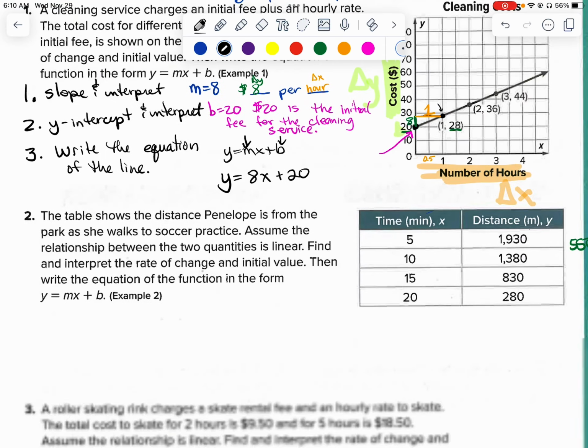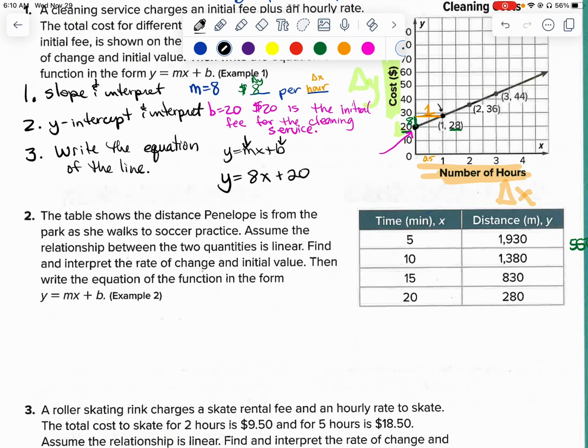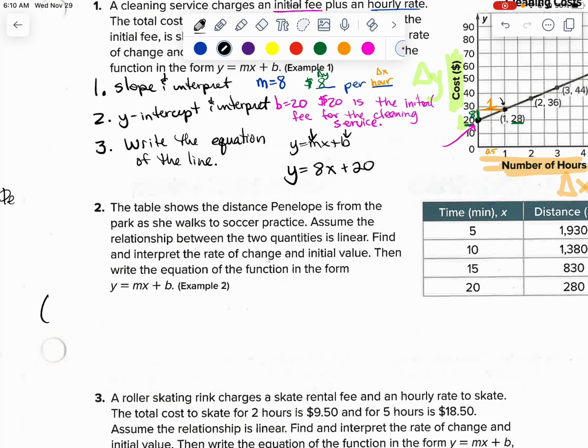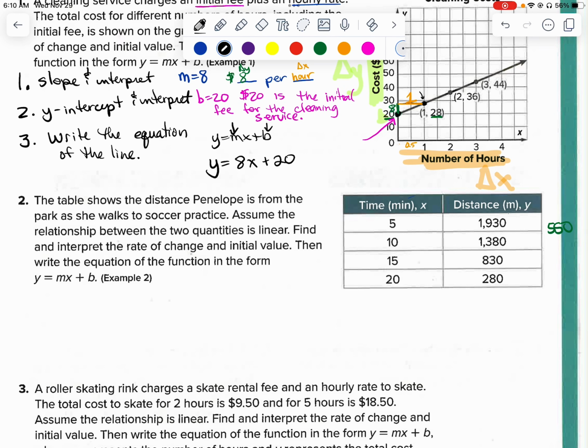Okay, so this next one says the table shows the distance Penelope is from the park as she walks to soccer practice. Okay, so let's think of this. Penelope is here. The park is here. The distance between these two. Okay, assume the relationship between the two quantities is linear. Find and interpret the rate of change and the initial value. Then write the equation of the function in the form y equals mx plus b.